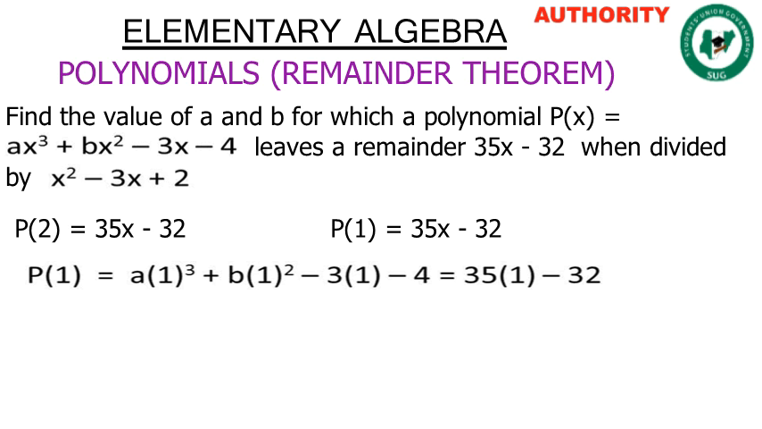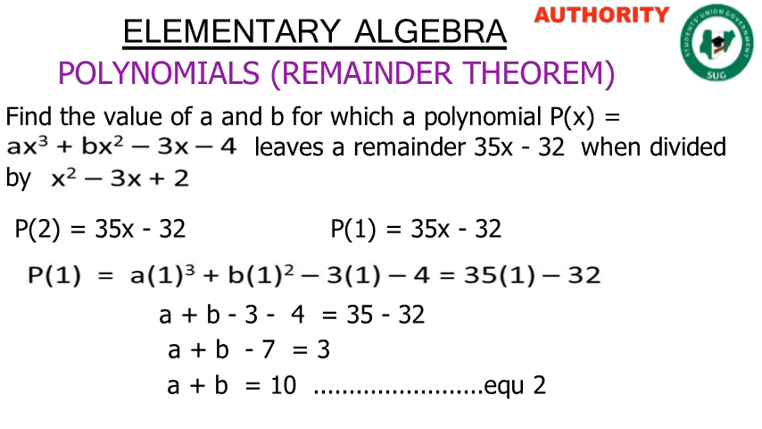All right. Now let's go. We're going to have 1 raised to the power 3 is 1. Okay. Plus b open bracket 1 raised to the power 2 is what? 1 minus 3, minus 3 times 1 will give us minus 3. Then we have minus 4 is equal to 35 times 1 will give us 35 minus 32. All right. Now let's go. We have 1 times a will give us a, and then b times 1 will give us b. Then we have minus 3 minus 4 will give us minus 7 is equal to 35 minus 32 will give us 3. So we're having a plus b minus 7 is equal to 3.